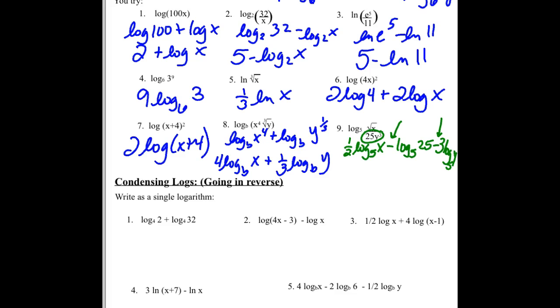Okay, so then what was your final answer? 1/2 log base 5 of x minus 2 minus 3 log base 5 of y. Okay. Agree, disagree? Aren't those fun? Once you get the hang of it, even something that looks fairly complicated like that one is not really that many steps.